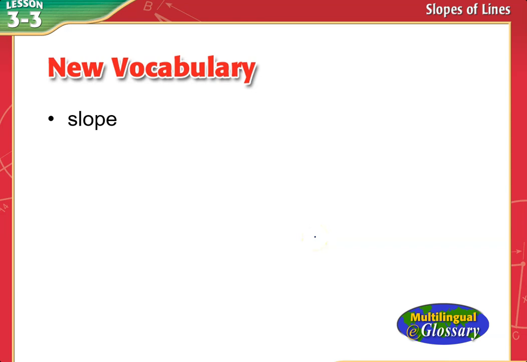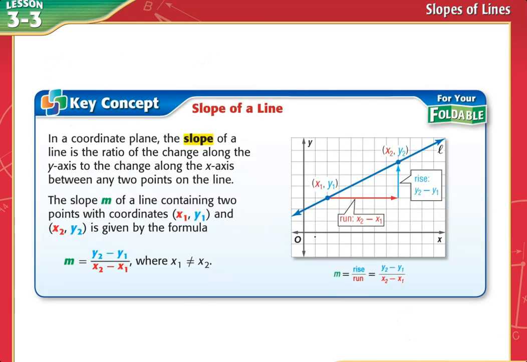Hey, geometry students, we have new vocabulary for lesson 3-3. We have slope and we have rate of change. So, in a coordinate plane, the slope of a line is the ratio of the change along the y-axis to the change along the x-axis between any 2 points on the line. We call this rise over run.